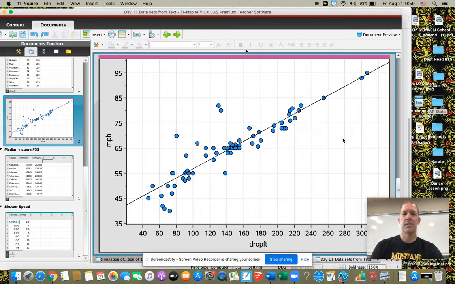Okay, so I don't really have any fanning. I don't have any influential points. It's just a normal, pretty linear set of data. There is a pattern going on, so it does have correlation. There is an association between the drop height in feet and the miles per hour of the roller coaster on that first drop.